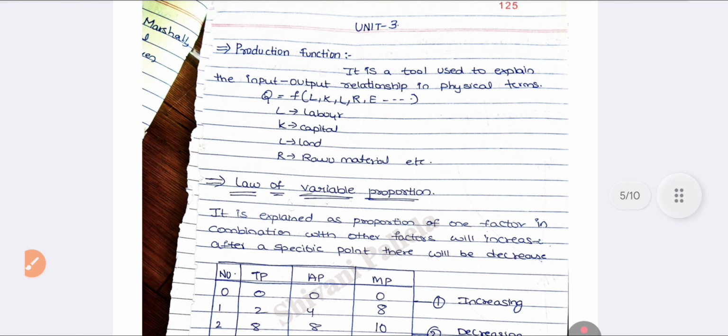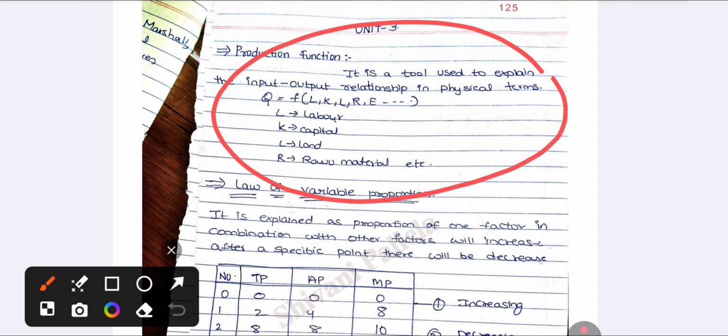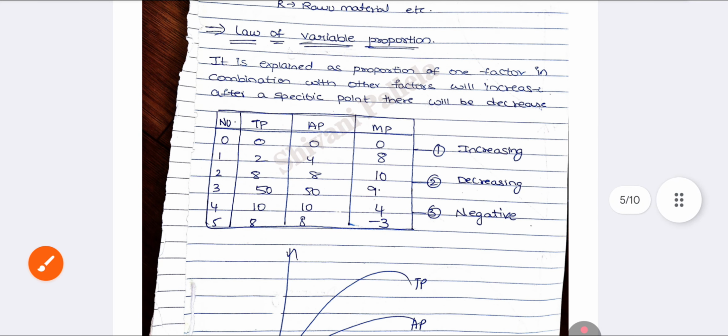In unit number 3, if the question is about the production function, sometimes for 2 marks this will be useful. Production function has input and output related terms. For long answers, either they may ask the law of variable proportions or returns to scale. What is meant by the law of variable proportions?